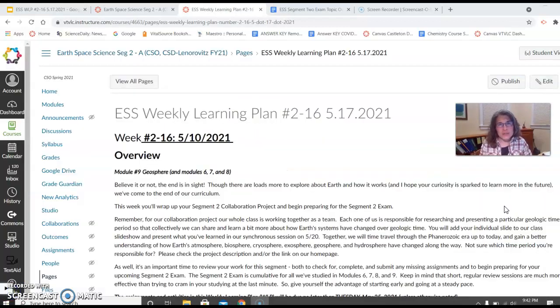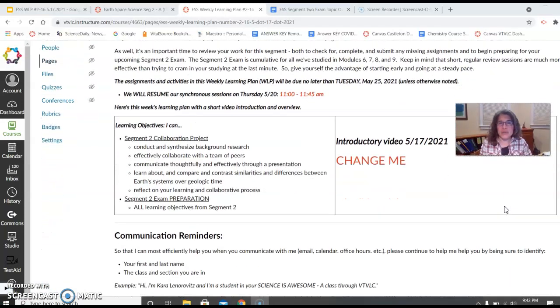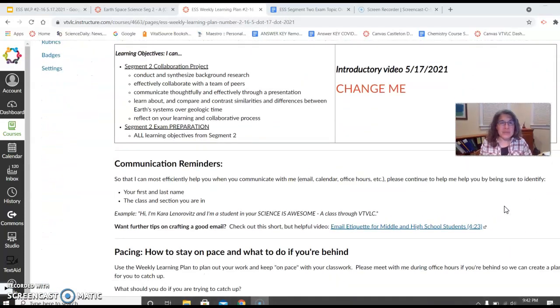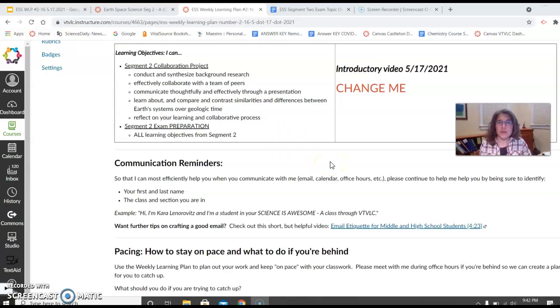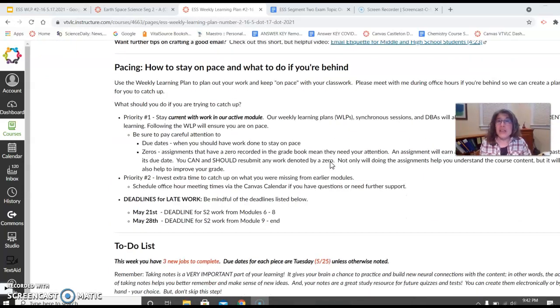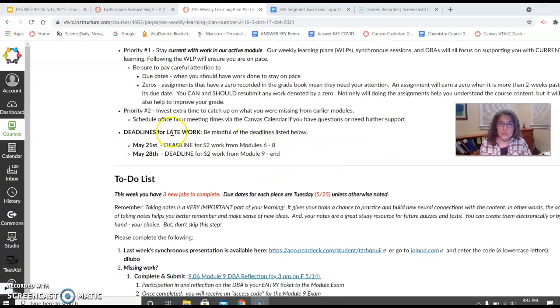In terms of our weekly learning plan, you'll see a short introduction as usual. Learning objectives, there aren't going to be any new learning objectives there, but I have outlined for you the collaboration project so that you have an idea of what you're aiming for as you're finishing up your slide and as you're delivering and presenting your slide, and then thinking about each other's presentations as well. As well, you're going to see some communication reminders, information about pacing, and again, you're going to see those 2 deadlines that we've been talking about for the past several weeks, May 21st being the deadline for modules 6, 7, and 8, May 28th being the deadline for segment 2 work from module 9 through to the end.